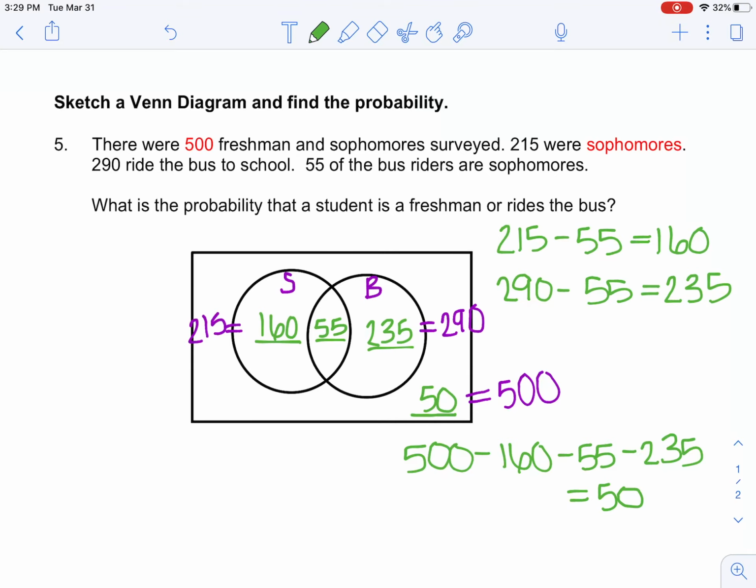Okay, now that we've completed our Venn diagram, let's take a look at our probability question. What is the probability that a student is a freshman or rides the bus? So for this one, we need to start by figuring out how many freshmen do we have. They told us how many sophomores we have up here, and we know that our total is 500. So if we just take 500 minus 215, so we're subtracting our sophomores, that would leave us with 285 freshmen.